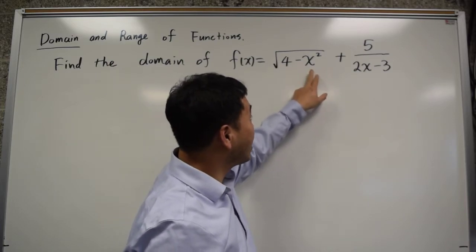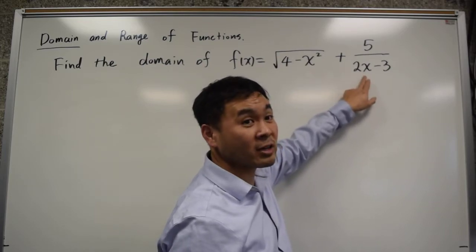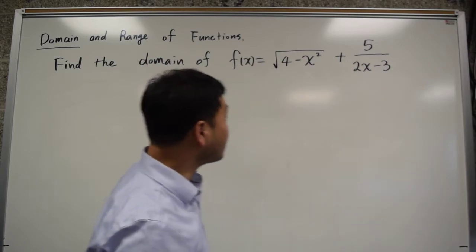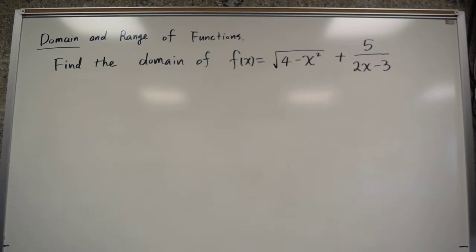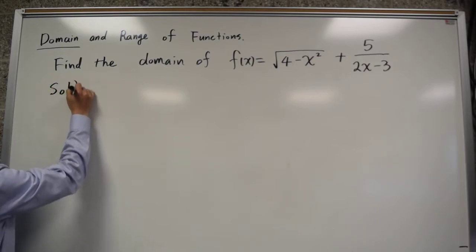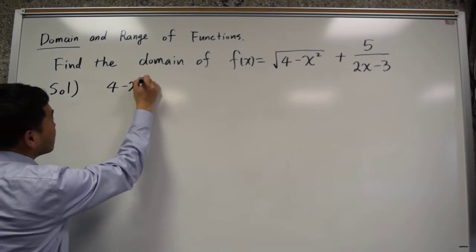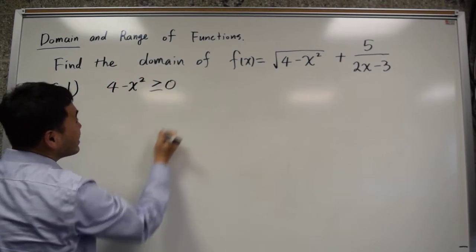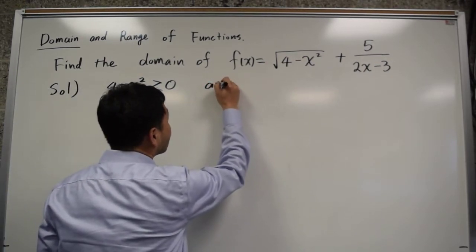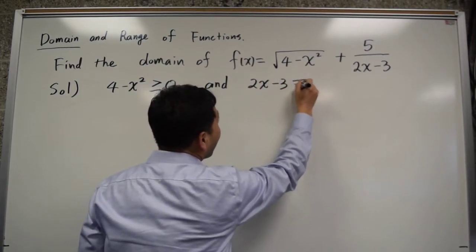Okay. There's another restriction here. What is it? 2x minus 3 cannot be 0. Okay. So to find the domain, what you need to do is to write down the restriction first. We need 4 minus x squared non-negative and 2x minus 3 not equal to 0.